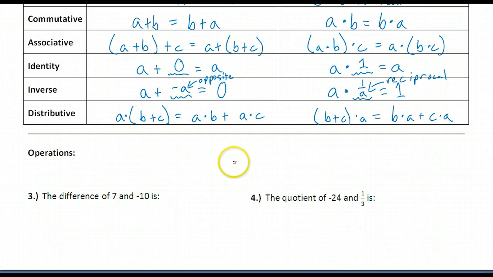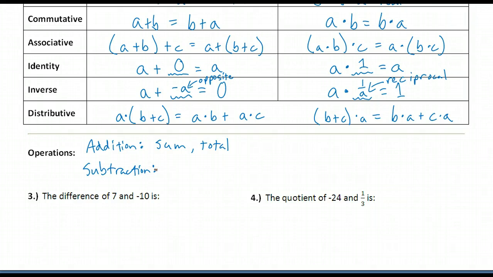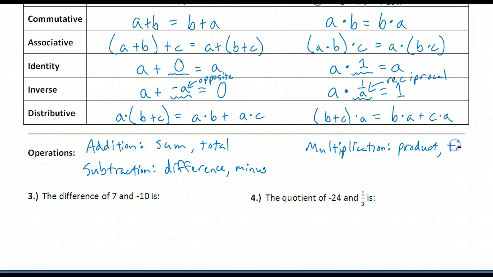Now the operations. Addition. The words that mean addition are sum and total. For subtraction, we have difference and minus. For multiplication, we have product and times.